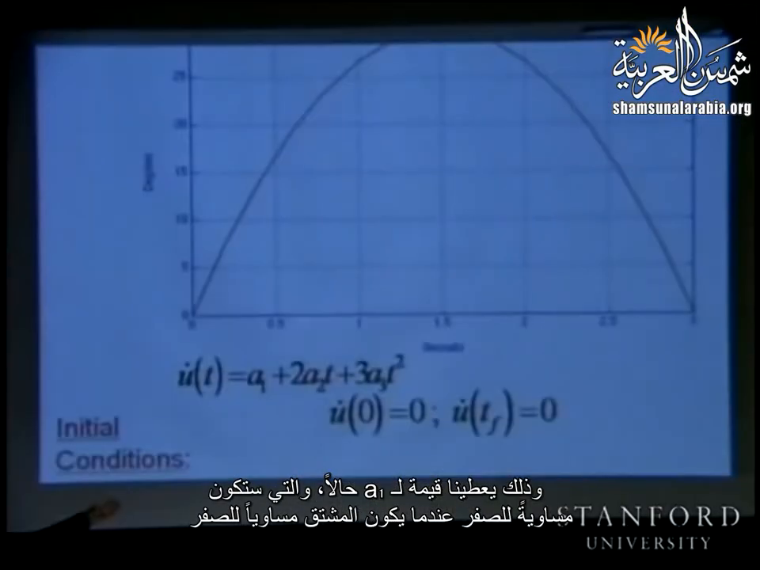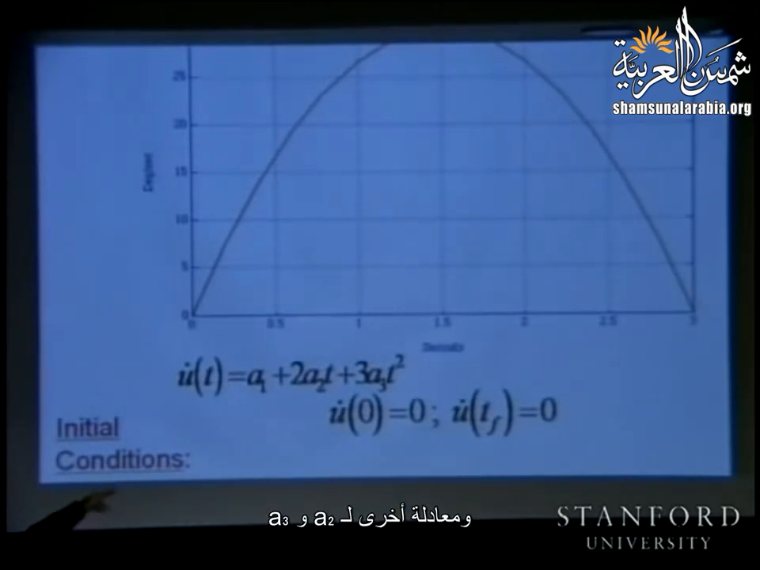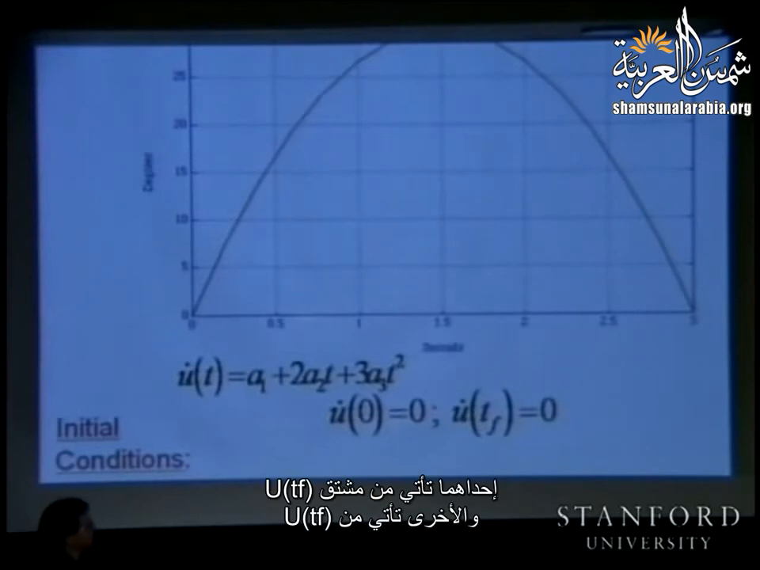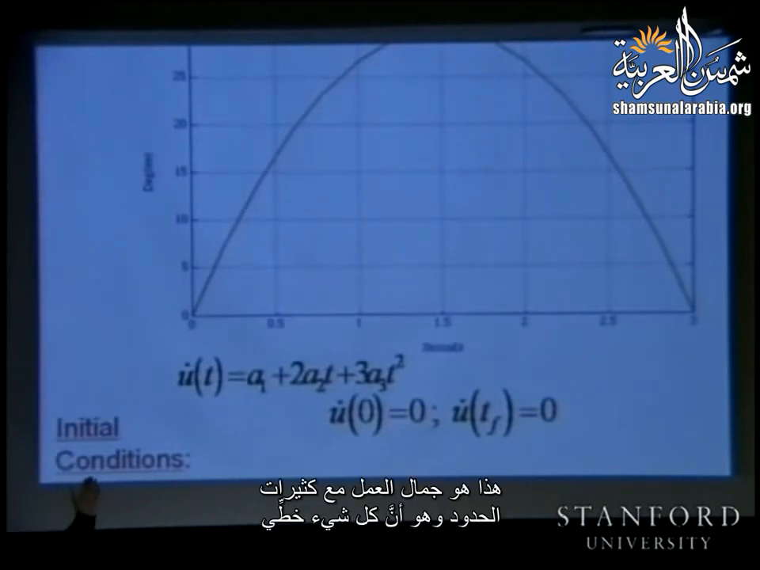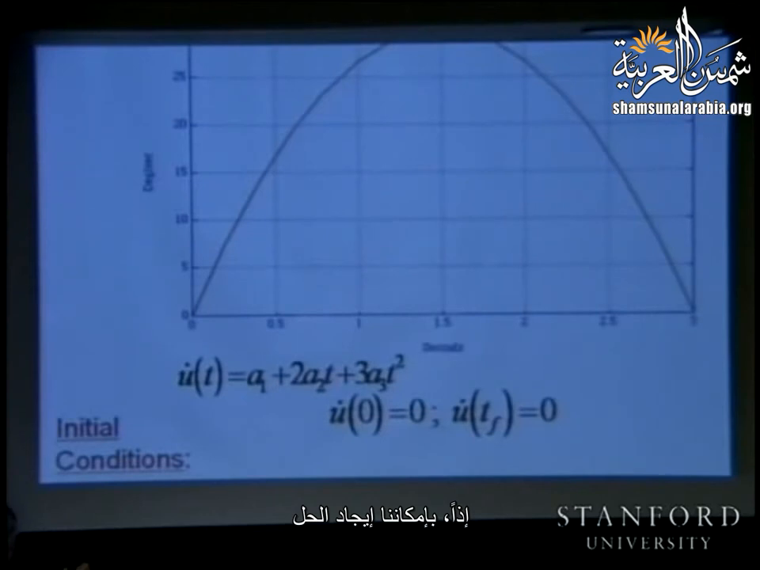So that immediately gives us a value for a1, which will be 0 if u dot at 0 is 0, and then another equation for a2 and a3. So now we have two equations for a2 and a3. One will come from u dot of t sub f, and one will come from u of t sub f, right? So two linear equations, two unknowns. That's the beauty of working with polynomials, that everything is linear, right? So we can find the solution.